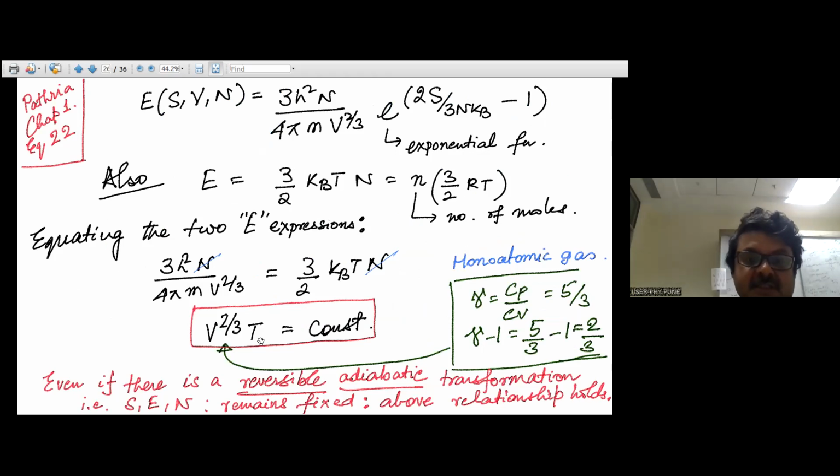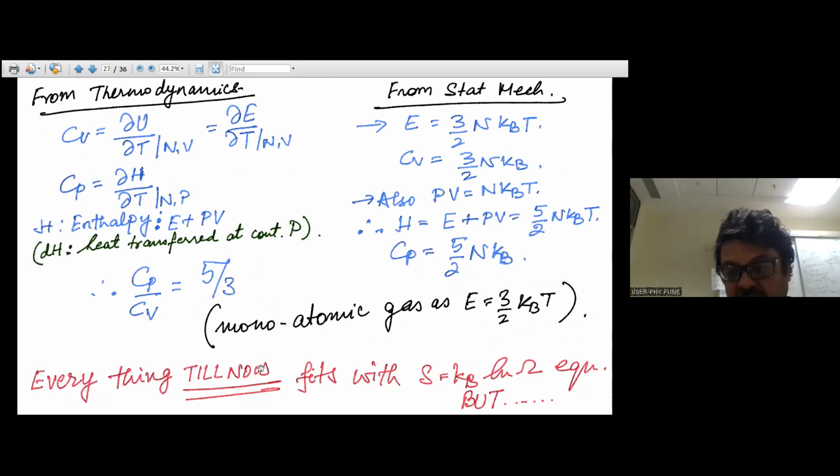But there will be a problem arising. And what will be the problem? That's called the Gibbs paradox. And that is the topic of the next class.